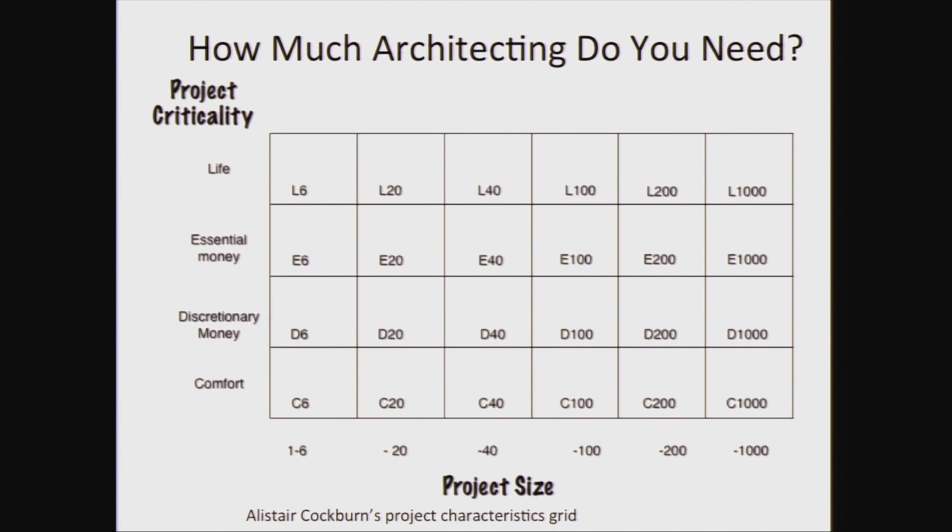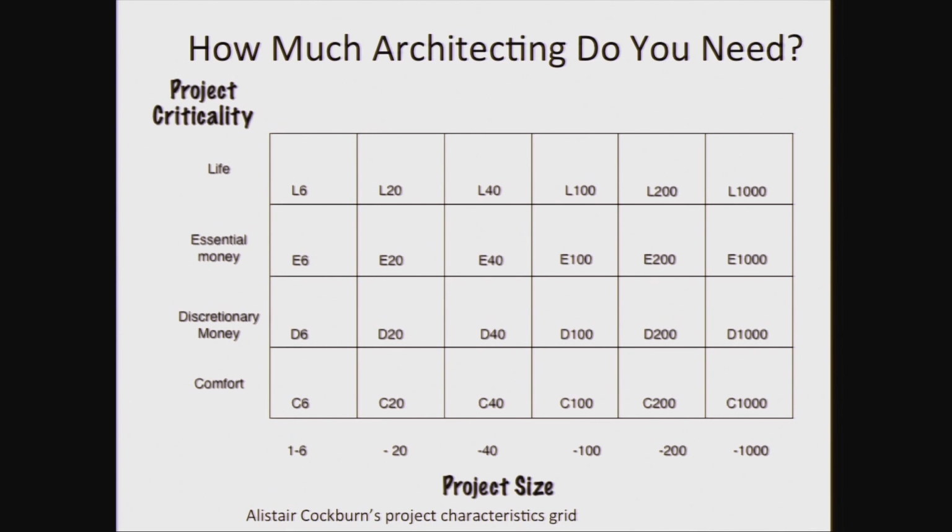Discretionary money are projects where if you fail, your company won't collapse, but it's not a good thing. You've lost some money. Essential money means you're pretty hurt if that project fails. And a life-critical project is, and I don't know if any of you work on projects like that, if the project fails, people may lose their lives. Anybody work on software and systems like that?